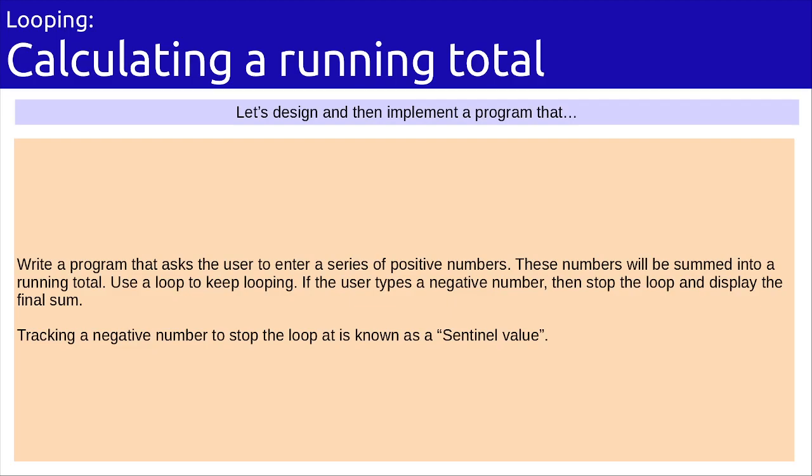Write a program that asks the user to enter a series of positive numbers. These numbers will be summed into a running total. Use a loop to continue looping. If the user enters a negative number, then stop the loop and display the final sum. Tracking a negative number to signal that we're stopping the loop is known as a sentinel value. So anything negative is like a special flag, like, hey, we're trying to do this thing, but there's certain special values we're looking for to mean certain things.